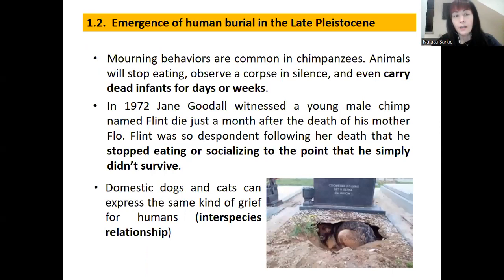And we know also that chimpanzees would stop eating, they would observe the corpse in silence, and especially if it happens to youngsters, the mother can carry the dead infant for days or weeks. There was even recently a case of a small chimpanzee that fell from a tree and died. So the mother, after trying to bring him back to life, when she realized that he was dead, took some grass and washed his teeth.